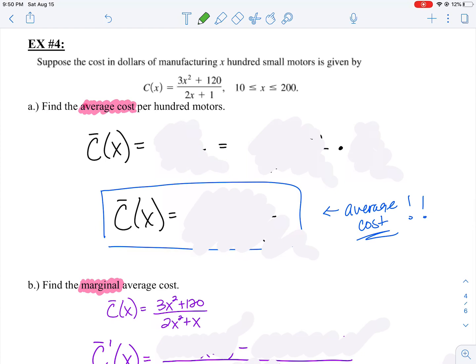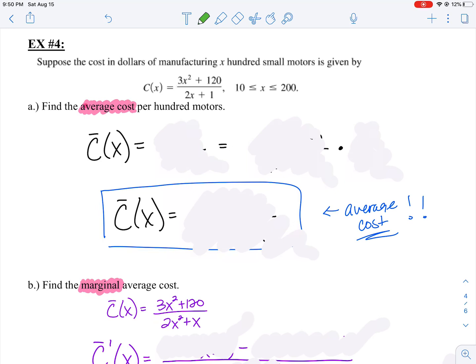Let's look at example 4. Suppose the cost in dollars of manufacturing x hundred small motors is given by this equation. So this is the cost to produce a certain number of motors in hundreds. So if I said 15, I'm really talking about 1,500 motors, right? The first part says find the average cost per 100 motors.